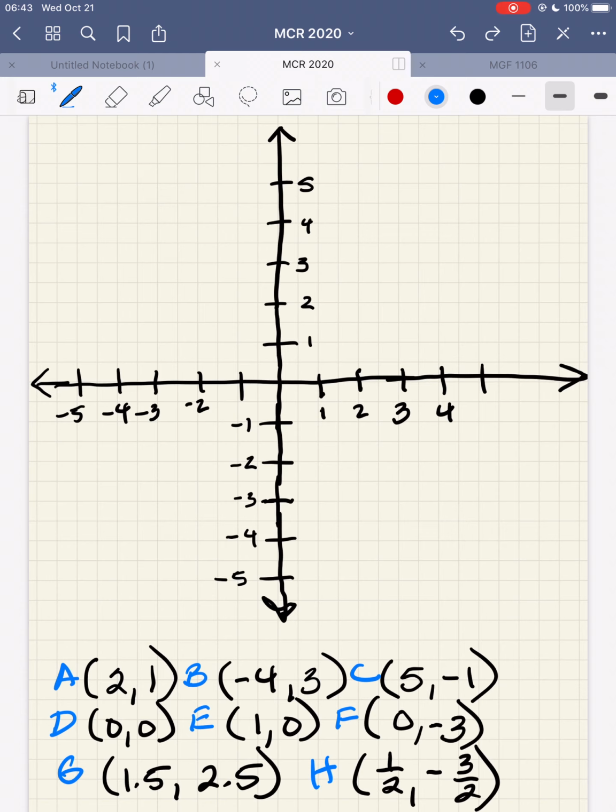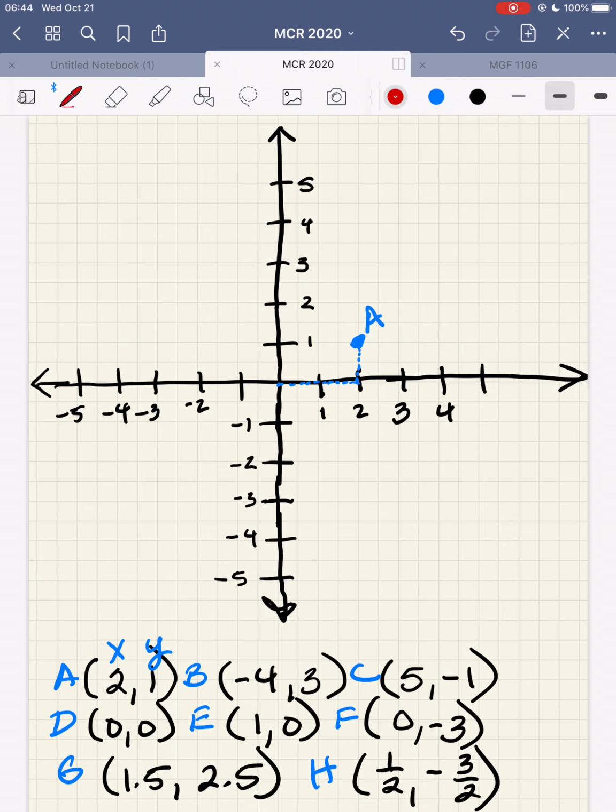So my first value is 2, 1. This means my x value is 2. My y value is 1, so that's how I'm traveling. So I need to start from the origin, and I need to travel to 2, but I'm not going to put anything there. From 2, I look at my y value, and I have to go up 1. So I need to go up to where it is 1. This is where I put my point. And I'm going to label that point A, or I could label it with my ordered pair.